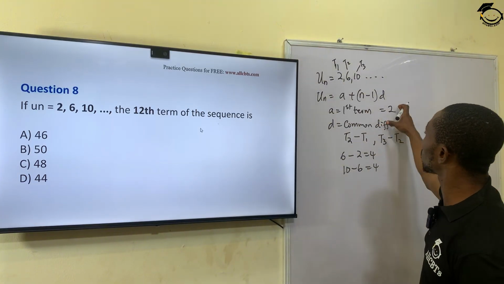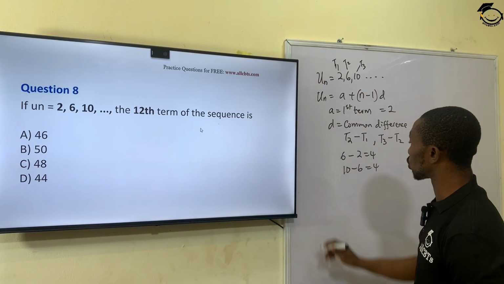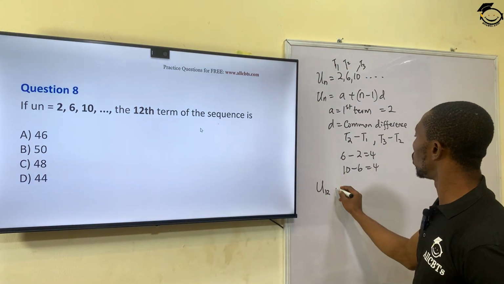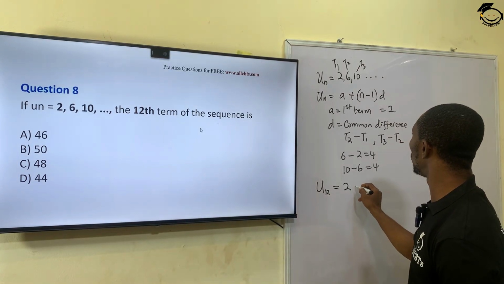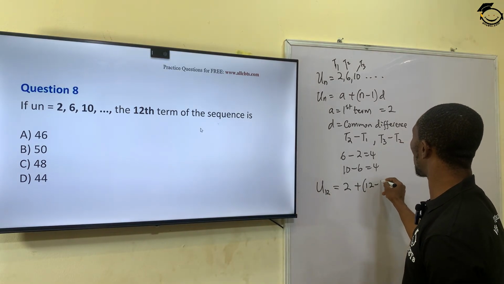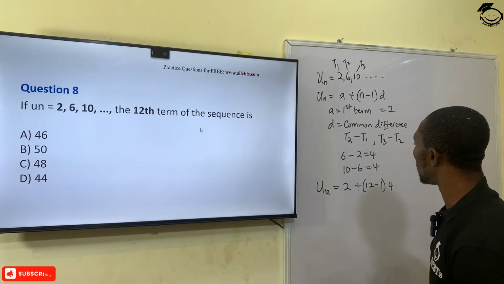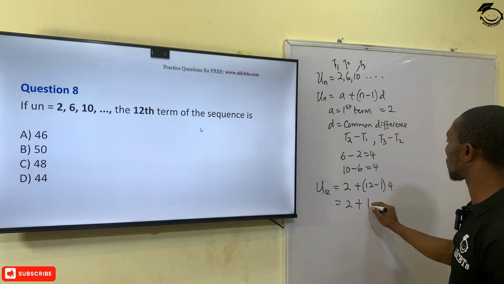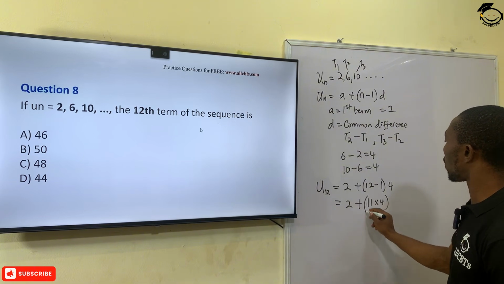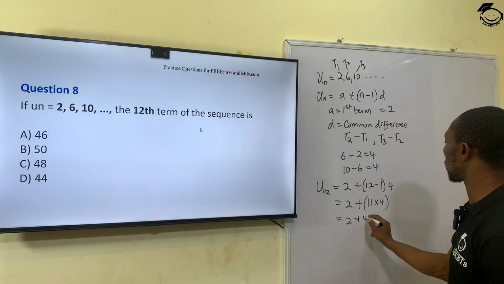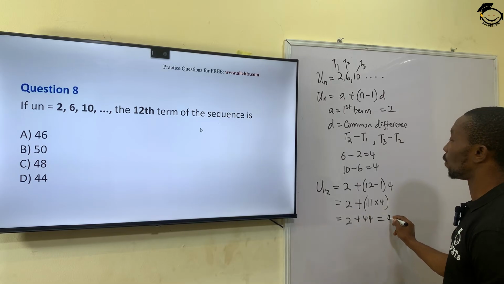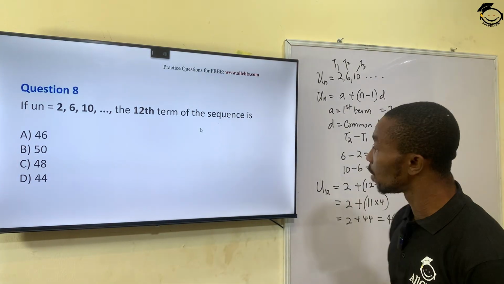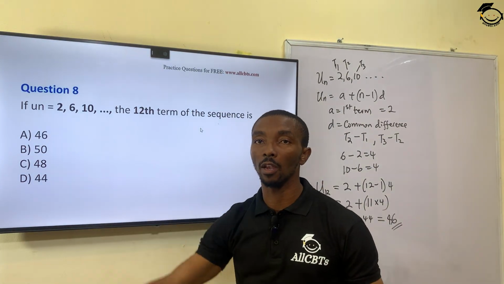Alright, now substituting these values into this equation, since we are looking for the 12th term, U12 will become 2 plus 12 minus 1 times 4. So this will be 2 plus 11 times 4. Alright, so this will become 2 plus 44, which would give us 46. So our 12th term for the sequence will be 46, which is option A.